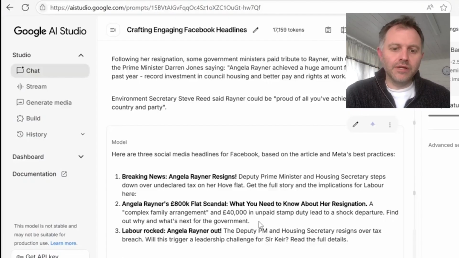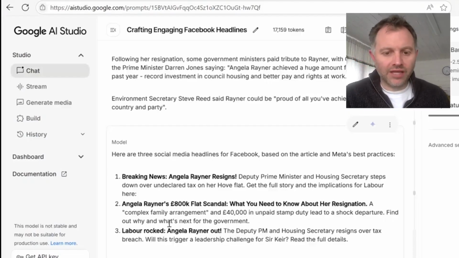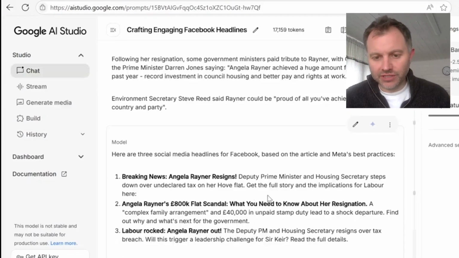The second one is using those figures and the fact that she's got this £800,000 flat and £40,000 in unpaid stamp duty to kind of lure people into the story, find out why and what's next for the government. So again, giving you that background information. So those are some of the key things that it's suggesting is different around the social media posts.